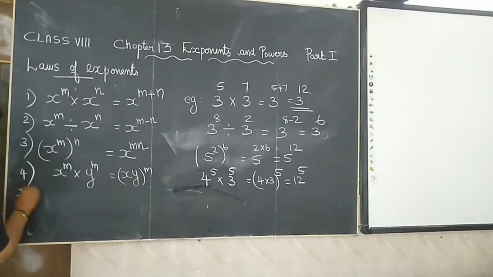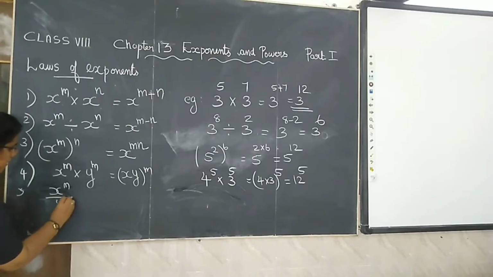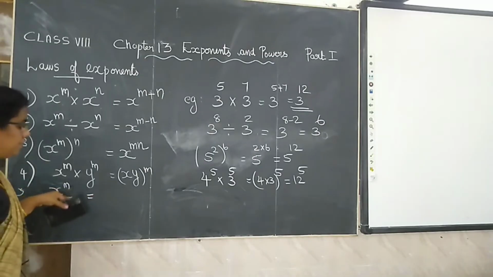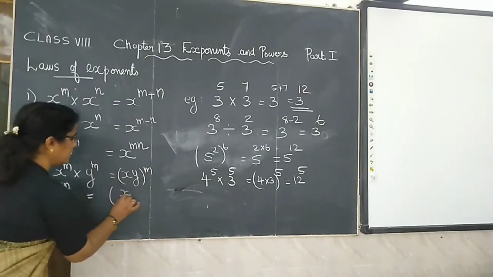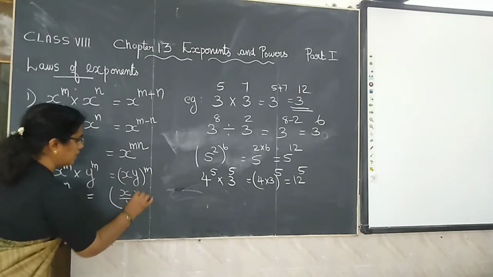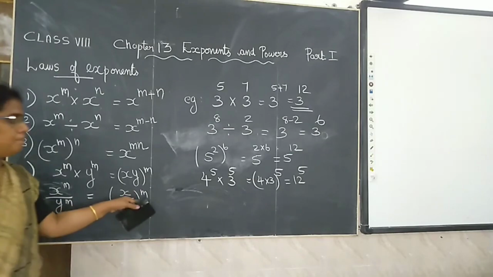Now next one, x raised to m divided by y raised to m. Here also, for division, the power is the same, so we can write it as a common power. That is x by y whole raised to m. Here in both the cases the power is the same, so we can write it as a common power.